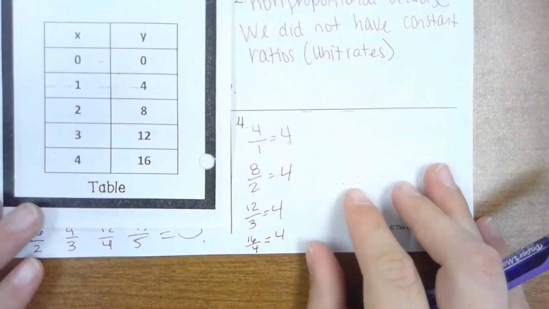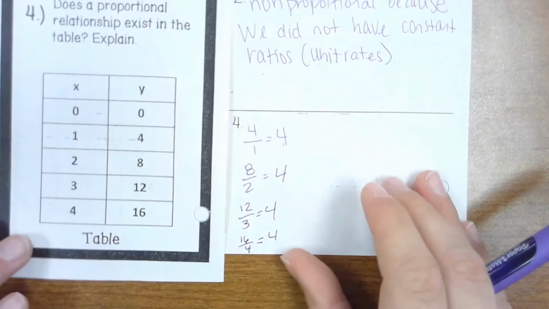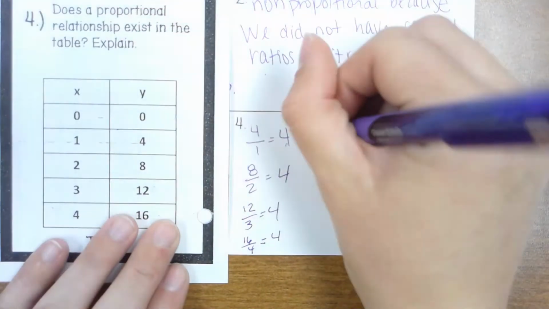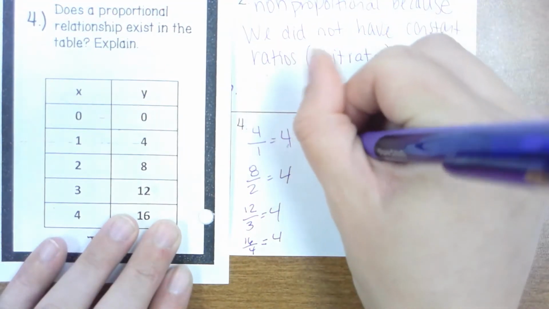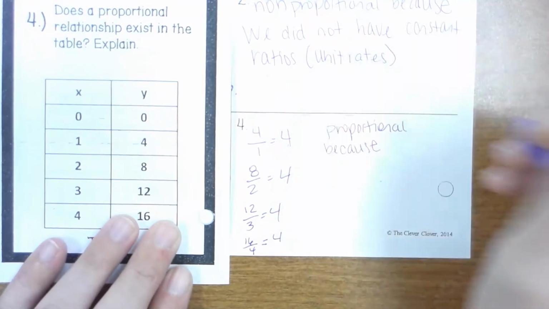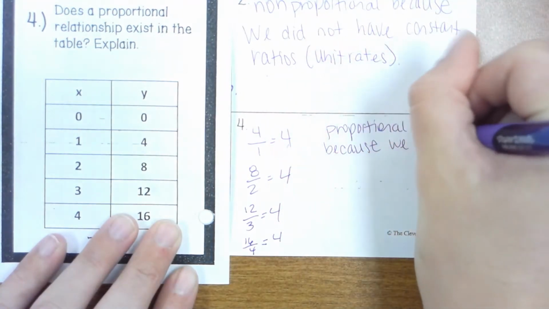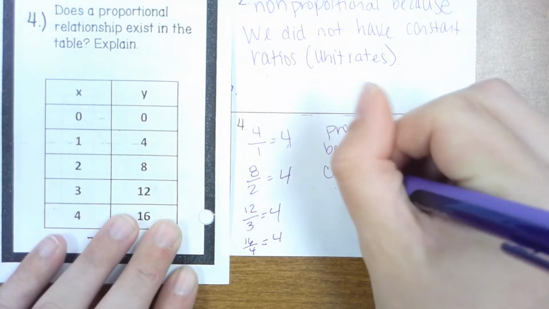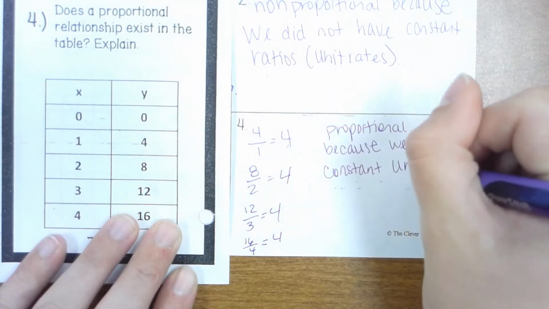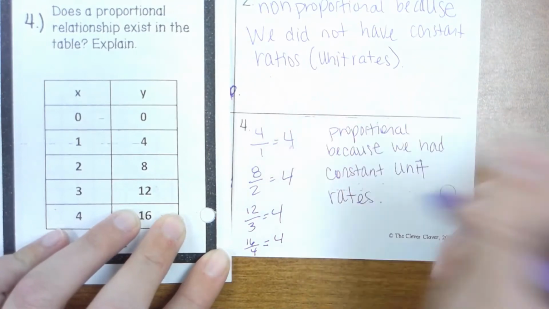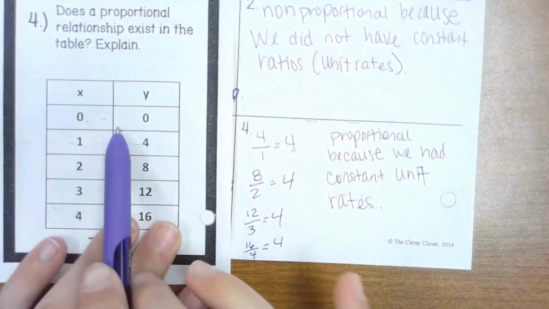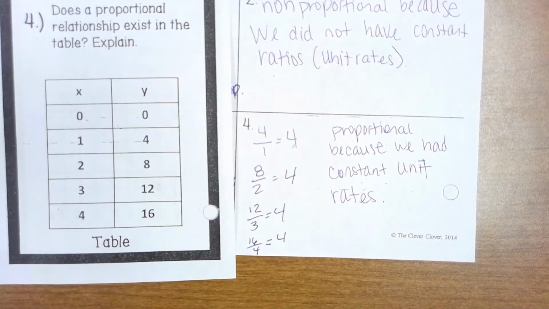So notice how we had constant ratios, so that means that we did have a proportional relationship. So I would put proportional because we had constant unit rates. And we know that the graph starts at 0, 0 because they told us that we do have that point 0, 0, which is our origin.